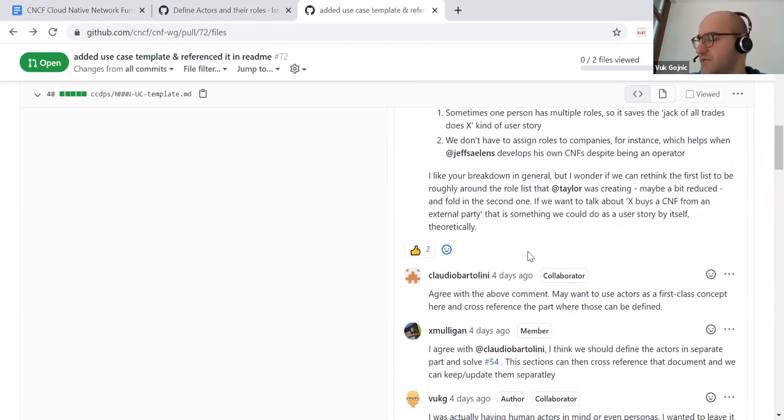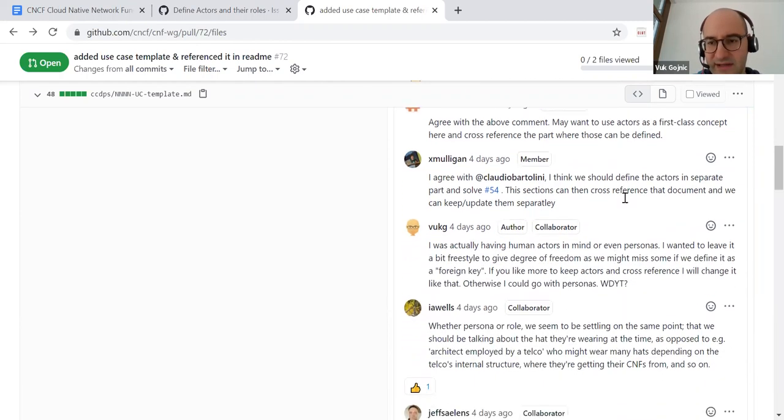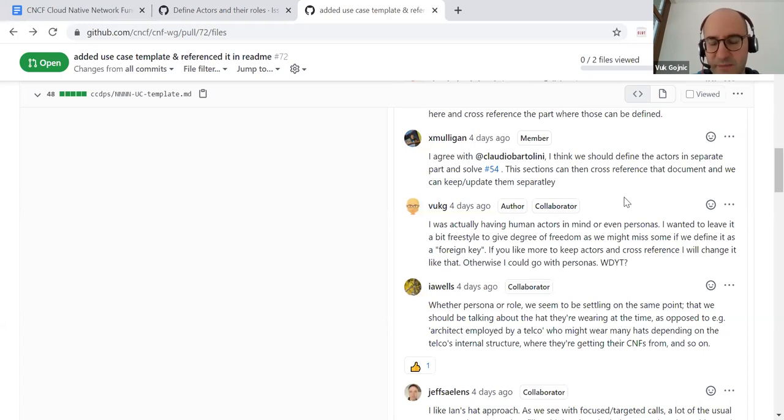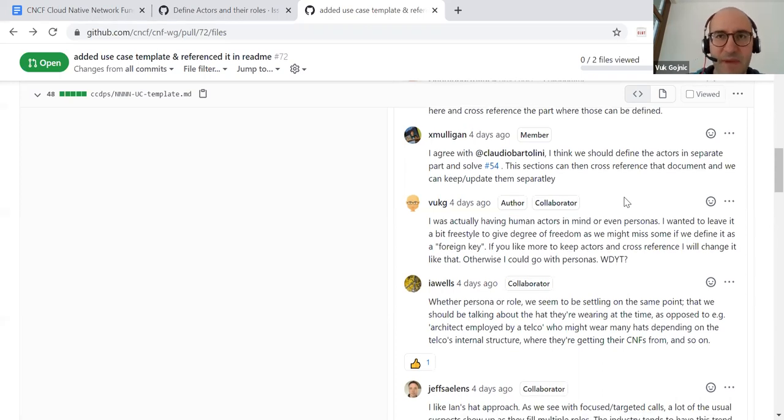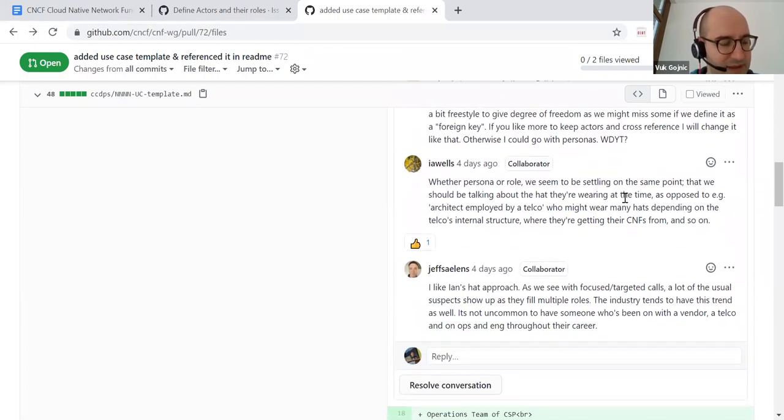So I was really thinking about what would be the easiest and the most meaningful way for people who are writing the use cases to do that. If we define it in the sense of a foreign key and say, in this template, pick one or more of the roles that are defined in another document, it might be an additional burden for people writing it to look and say, okay, which persona, which actor is there? And if there is no actor that they wanted, they would need to ask to extend that other document.